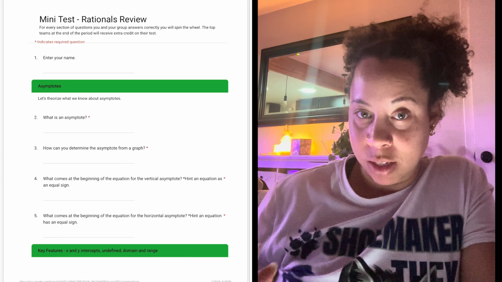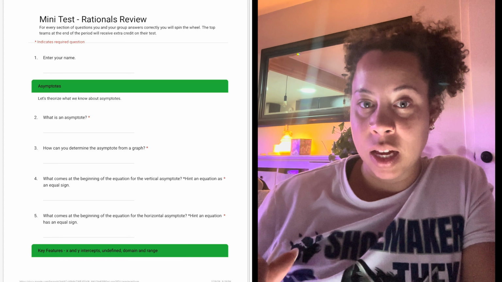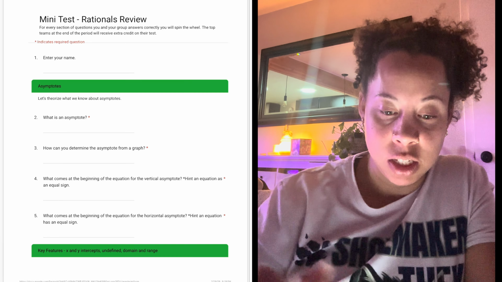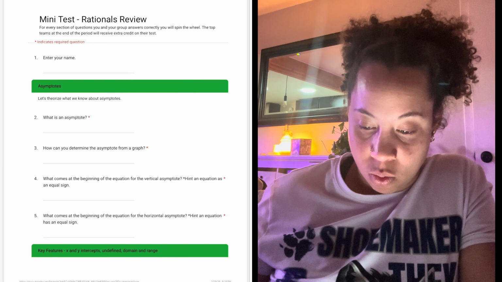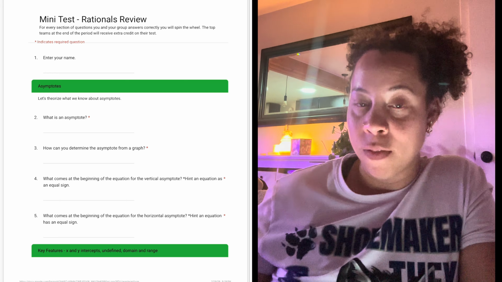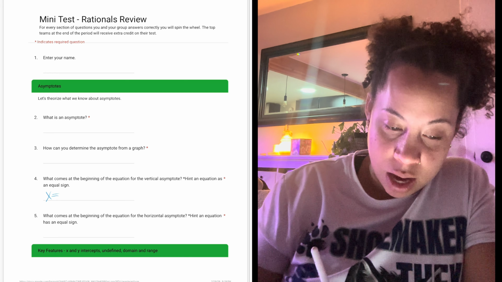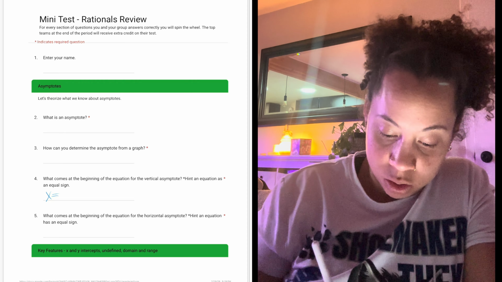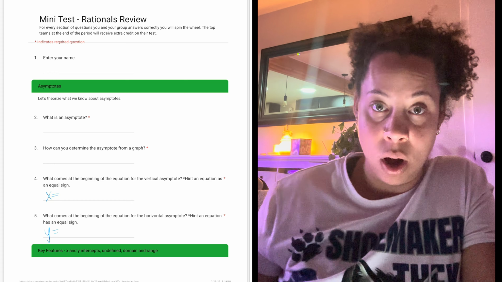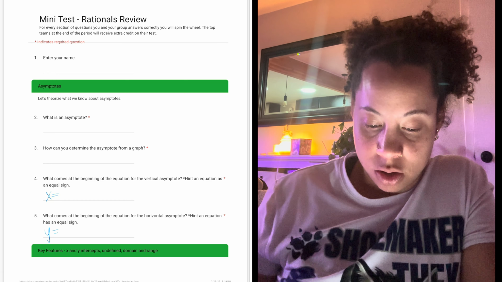So starting with asymptote, remember an asymptote is a line that approaches but never touches. Okay, so we know that a vertical asymptote is always going to start with an x equals, and a horizontal asymptote is always going to start with a y equals.